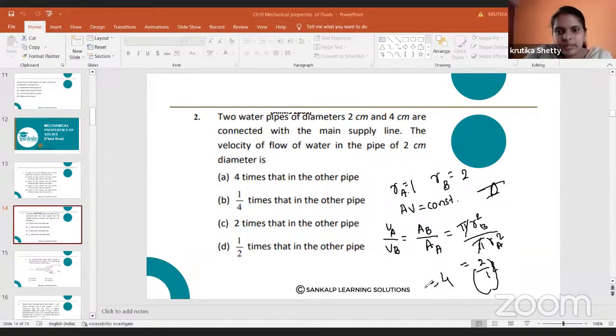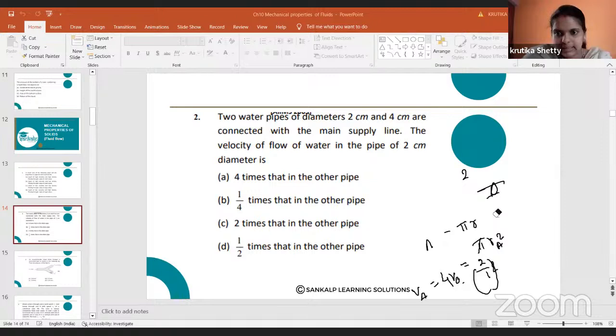So see the options they are giving: option A is 4 times that in the other pipe, then 1 by 4 times, 2 times, 1 by 2 times. So for pipe A, VA is equal to 4 times that of B. I hope it is clear to you. So the first one is the right option. I hope it is clear to everyone. It is based on the equation of continuity. Let us go to the next question.